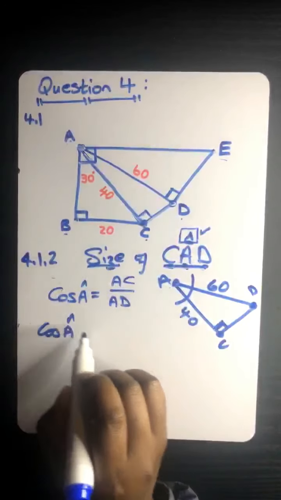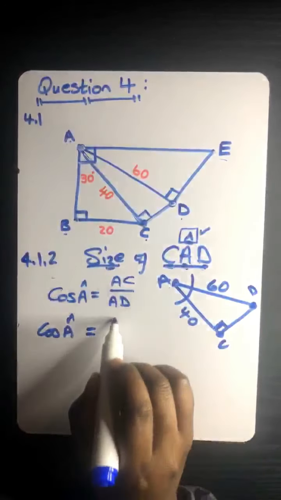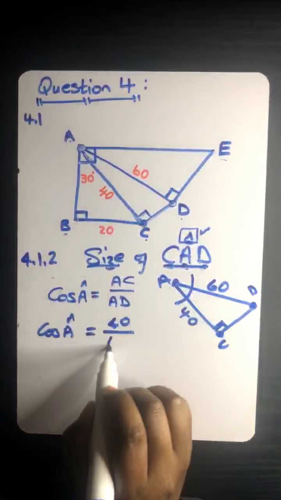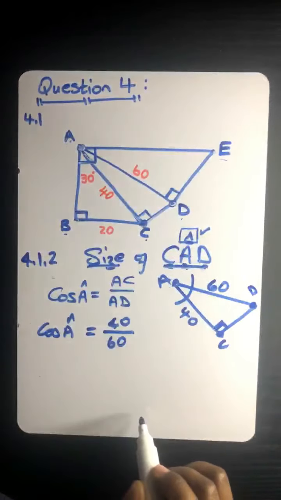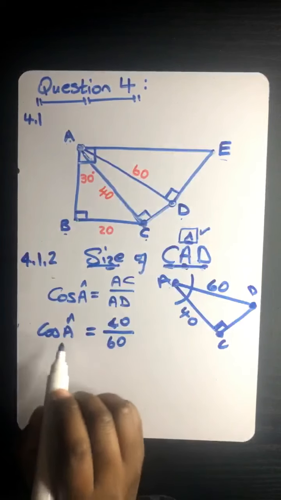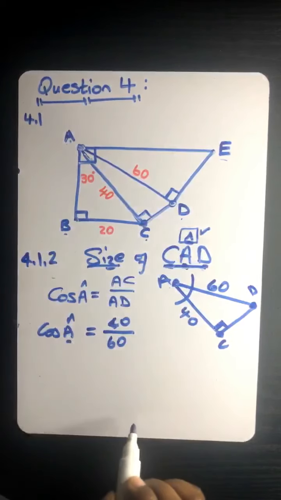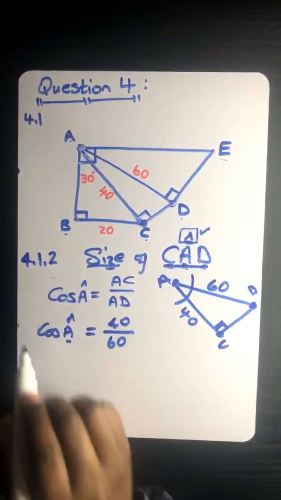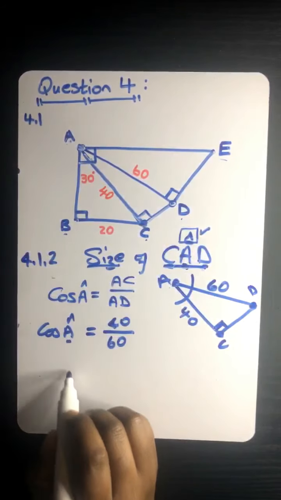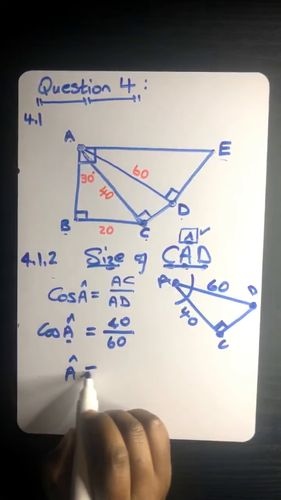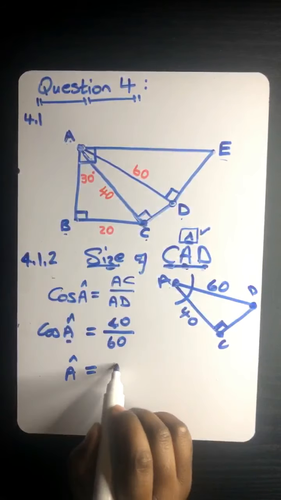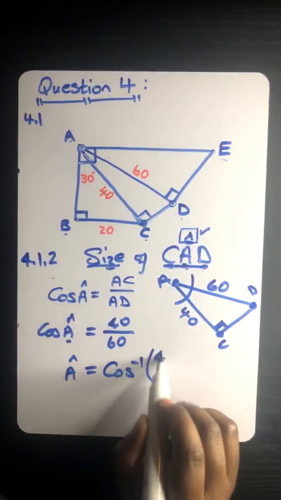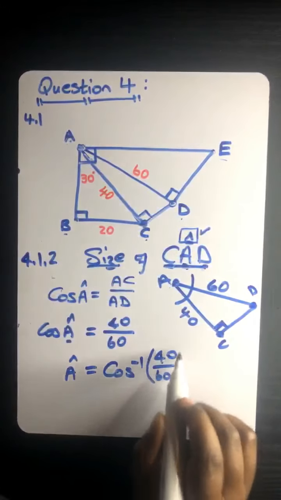So now let's see. Cos of angle A is equal to, what is AC? AC is calculated to be 40. And AD is calculated to be 60. Remember, you now want to calculate the angle, so you must remove that cos. How do you remove a cos? Always, if it's a cos, a sin, or a tan, you remove it by using the inverse, whatever trig ratio you're dealing with.